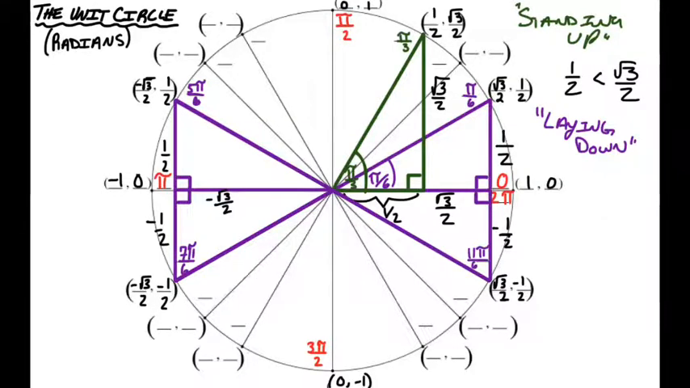Okay, so let's apply that same logic to pi over 3. This is like our 60 degree angle, the big angle at the origin here. So now the height is root 3 over 2. The height's the long side. The base is only the half. That's the short side.